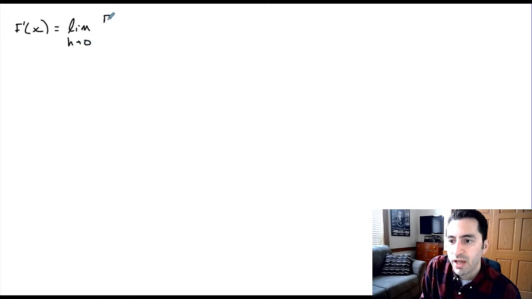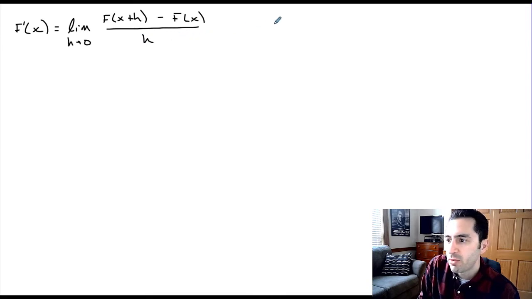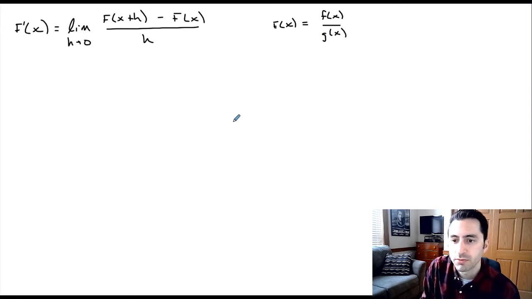All right. So remember the way that we define a derivative, and we're going to do this for capital F of x. Our derivative is the limit as h approaches 0 of capital F of x plus h minus capital F of x, all over h. And remember, we're defining capital F of x as the quotient of two functions, lowercase f of x divided by g of x.